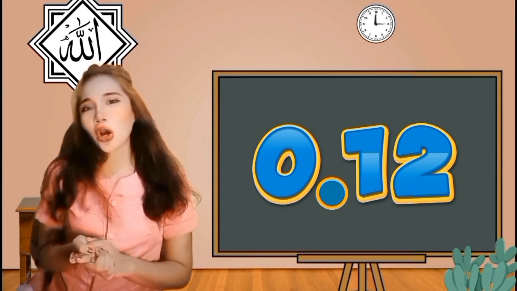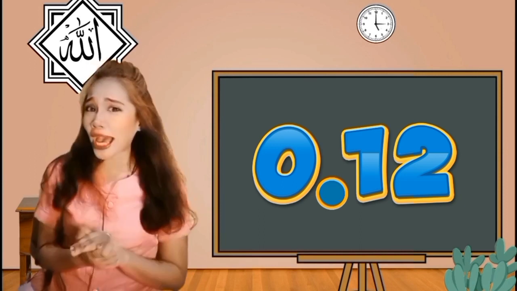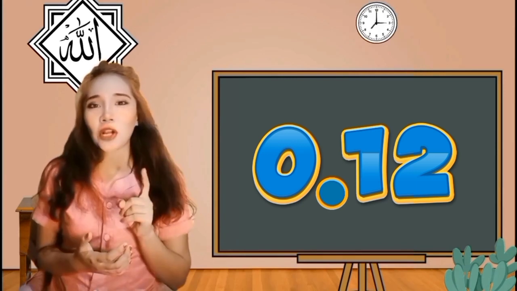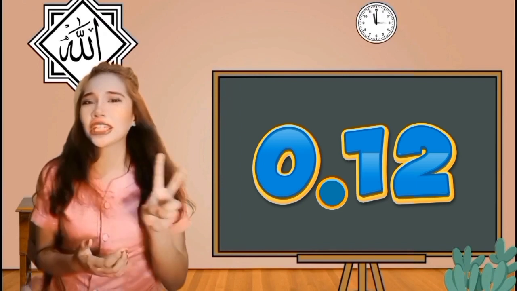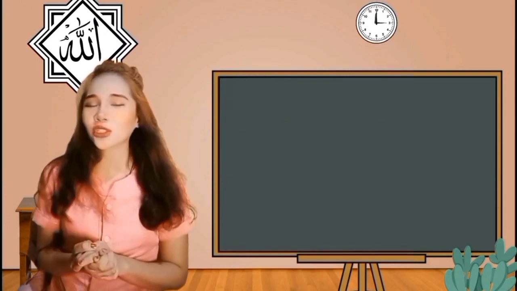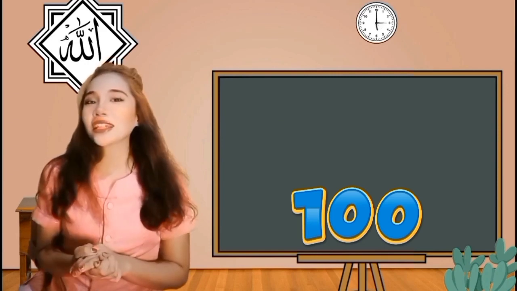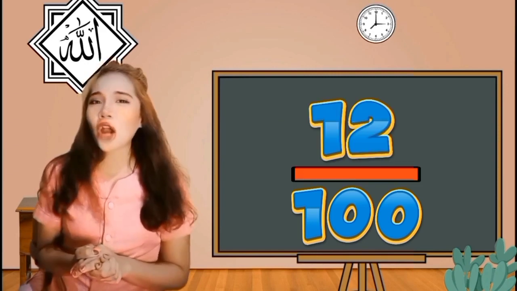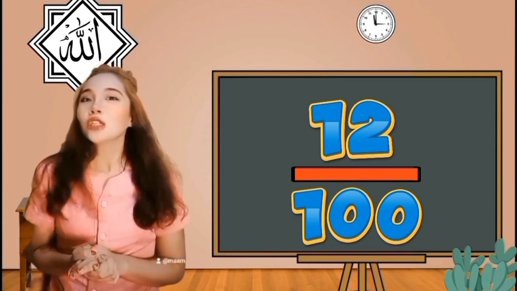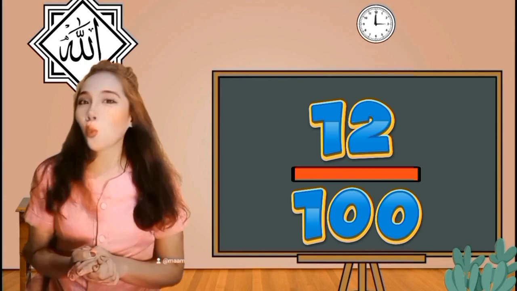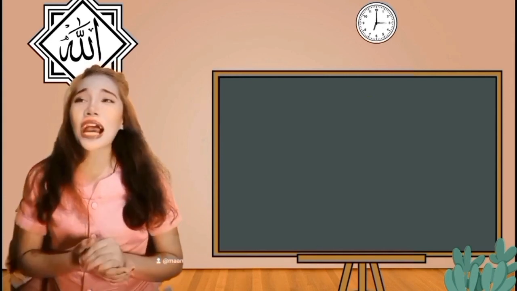Next example, 0.12. As we can see, we have 2 digits, right? Always remember that if the decimal number has 2 digits, our denominator is hundreds. Then, copy the number 12. So, 0.12 is equal to 12/100.